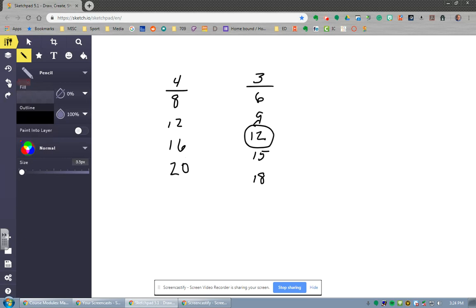My goodness, I messed up. Well, we all do it from time to time. That's the number I meant to circle. So what does this mean when they're in each list? It means they're a common multiple.